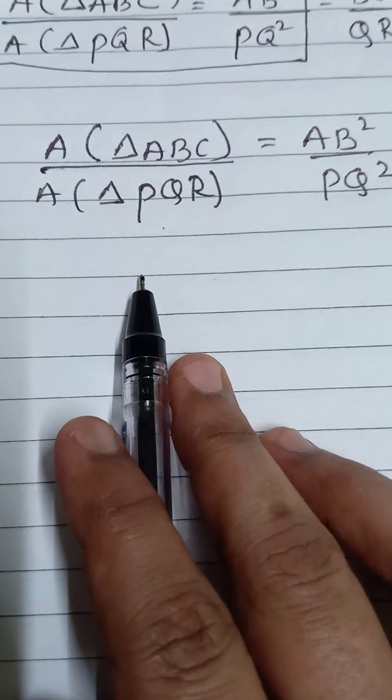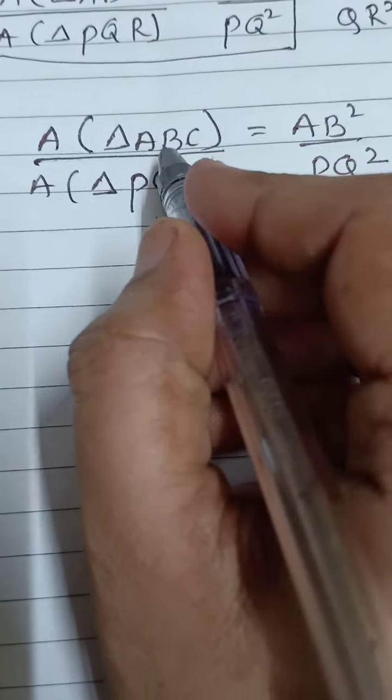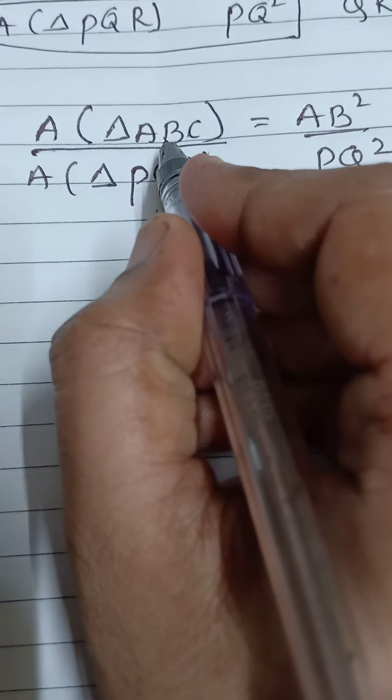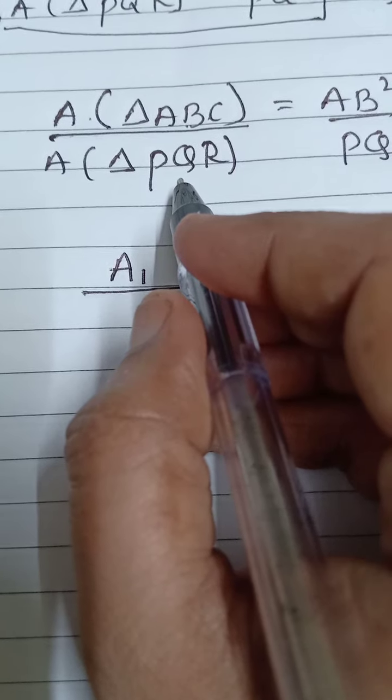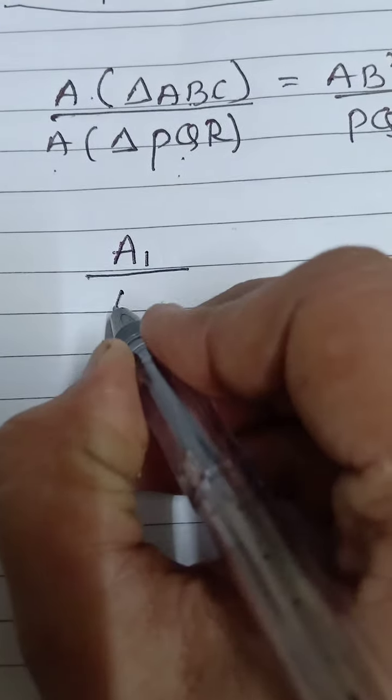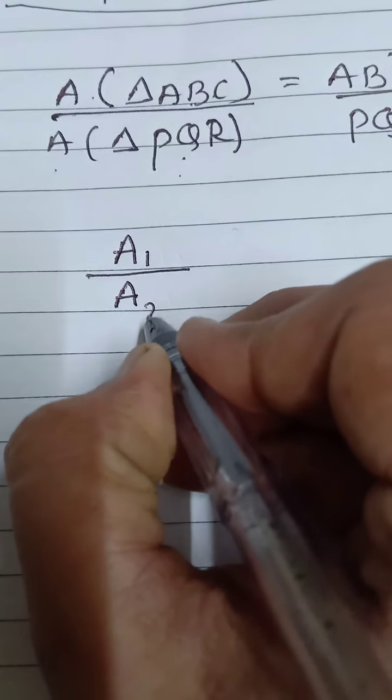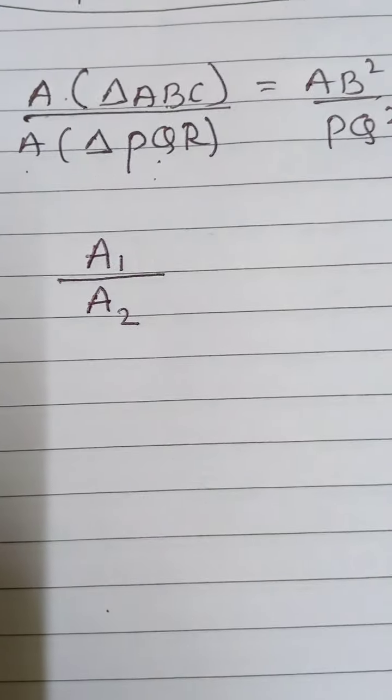It is the same way as we have converted the properties. So here it is the area of triangle ABC. Triangle ABC is our first triangle and we are taking its area, so we can denote the area of the first triangle as A1 upon. Similarly, PQR is the second triangle and we are taking its area, which we can denote by A2, the area of the second triangle.